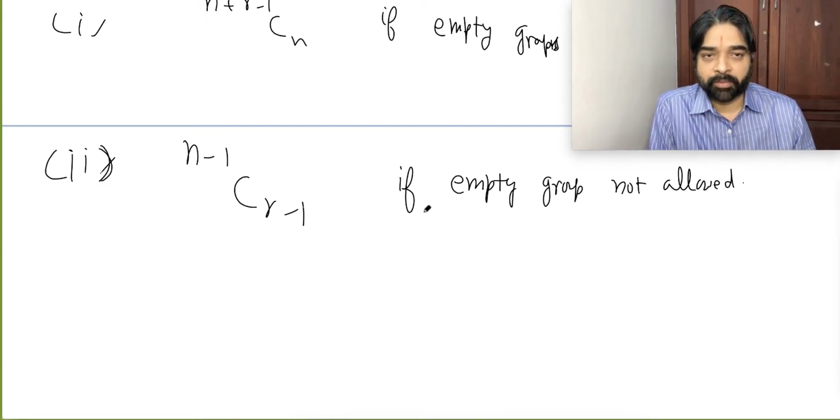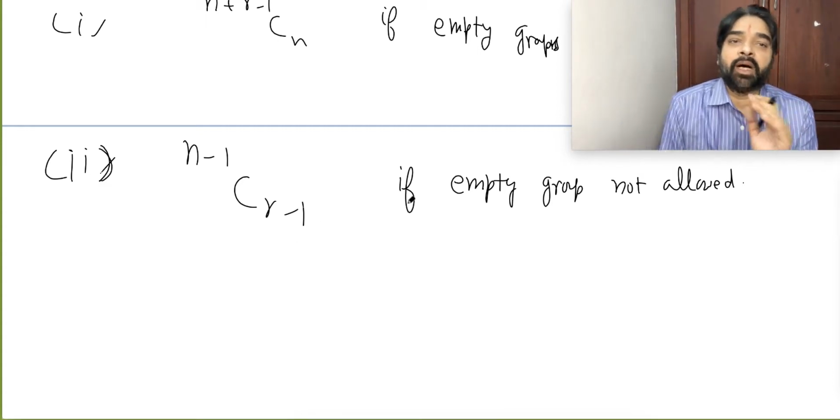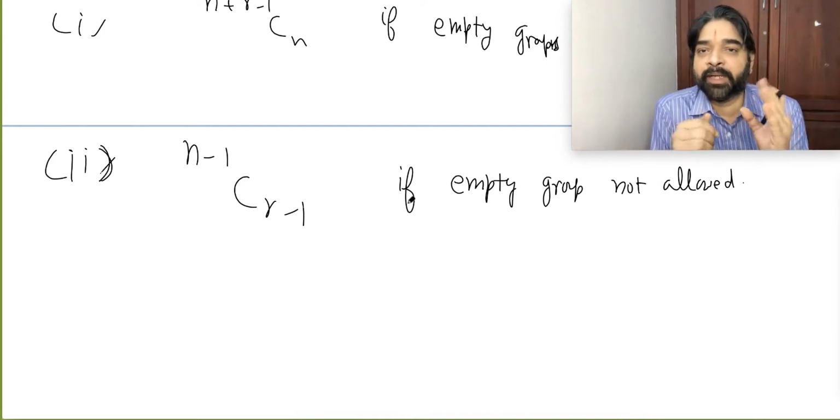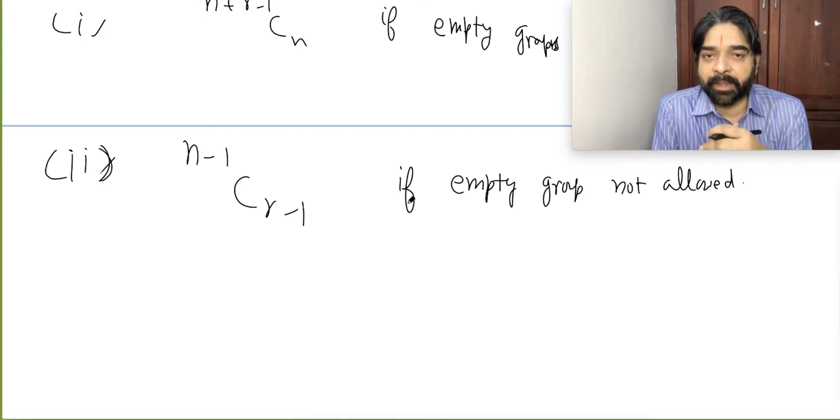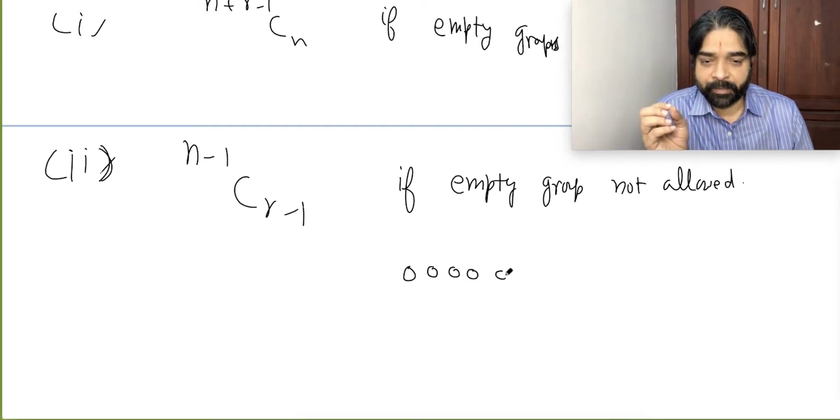Empty group is not allowed. Grouping means what? We have to separate it, so some separator should be there, so that we call it a P. P means partition. They are identical objects. So if there are n objects, n objects.